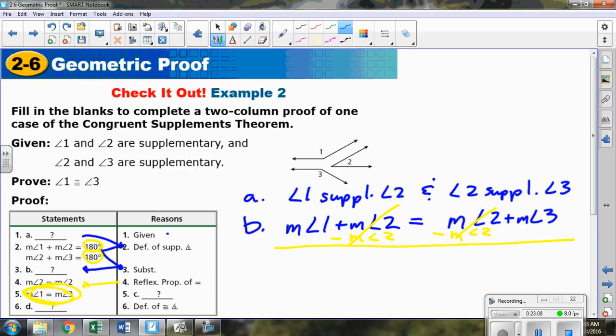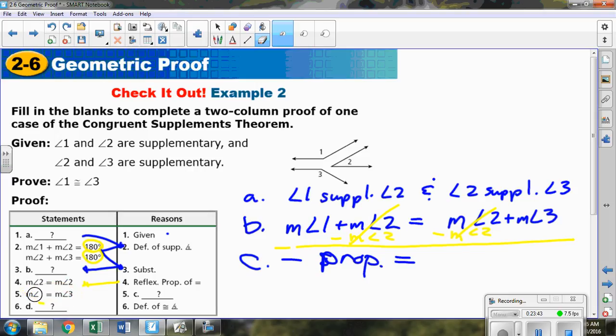What lets us do that? One of our algebraic properties. What lets us subtract the number from both sides? And that was, as McKenna told me, the subtraction property of equality. We're allowed to subtract the same number from both sides, and it doesn't change anything. Having done that, we now know that the measure of angle 1 equals the measure of angle 3.